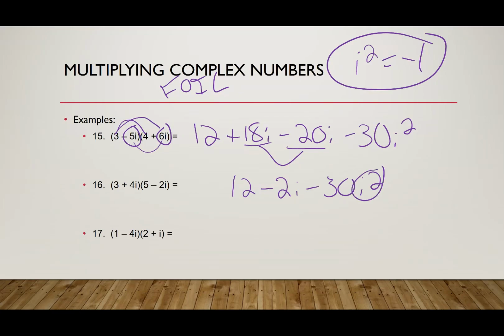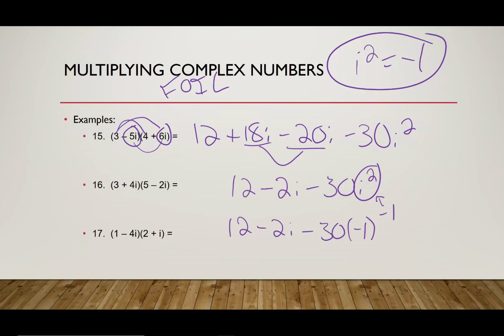So when I have I squared here, that means I really have negative 1. So what this really is, 12 minus 2i minus 30 times I squared, but I squared is really negative 1. So it's negative 30 times negative 1.